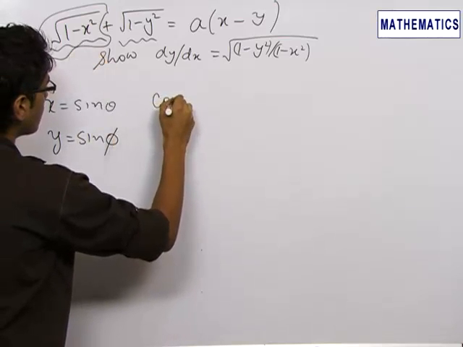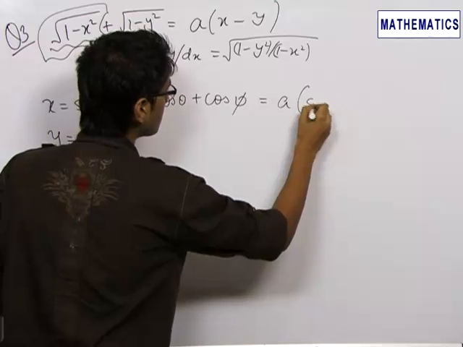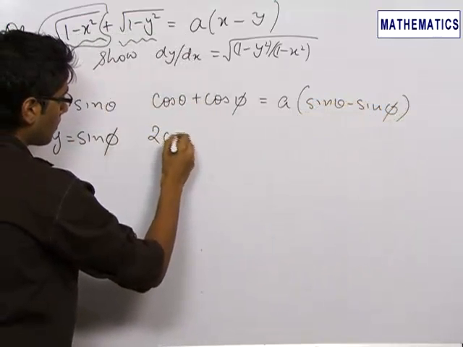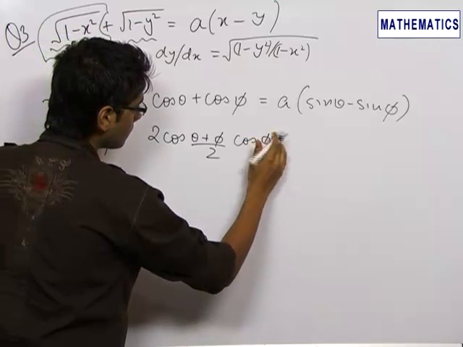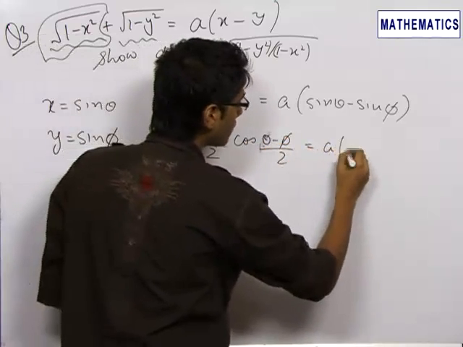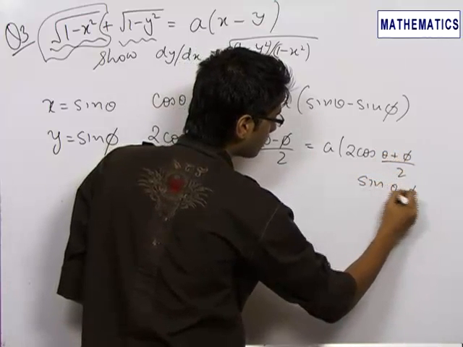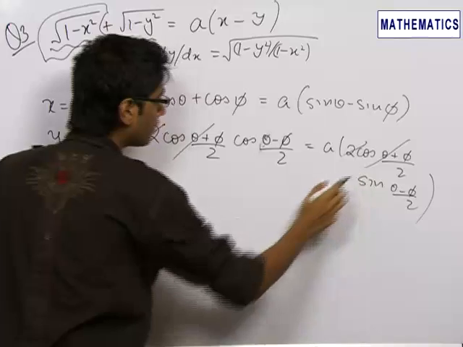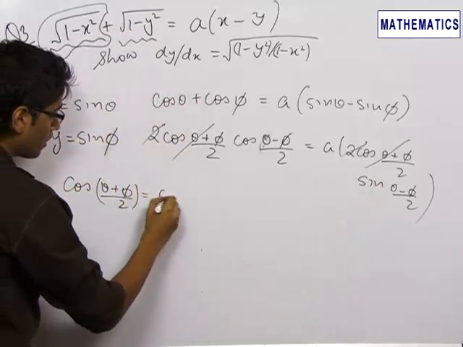So this becomes cos theta, this becomes cos phi, and this becomes a times sine theta minus sine phi. Applying the formula, we get 2 times cos of (theta plus phi) by 2 into cos of (theta minus phi) by 2 is equal to a times 2 cos of (theta plus phi) by 2 sine of (theta minus phi) by 2. 2 and 2 cancel. On cancelling this factor, we write cos of (theta plus phi) by 2 equals 0 equals cos of pi by 2.